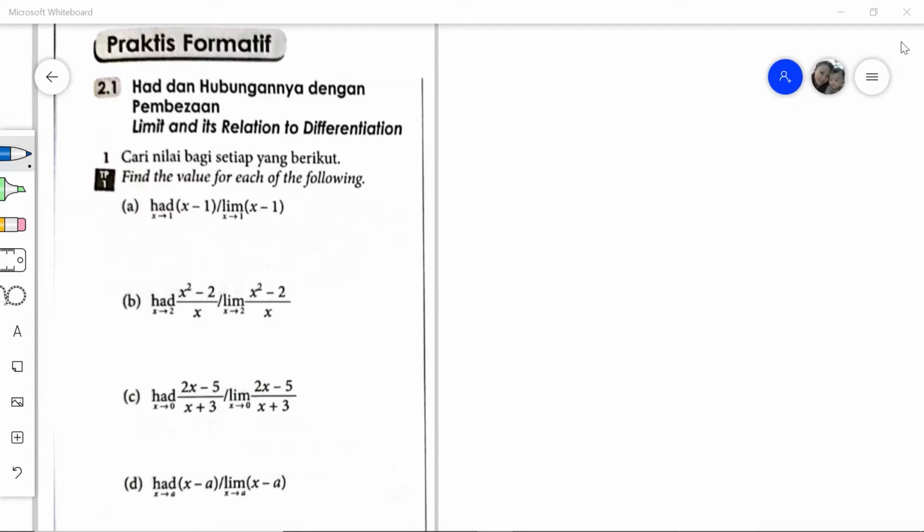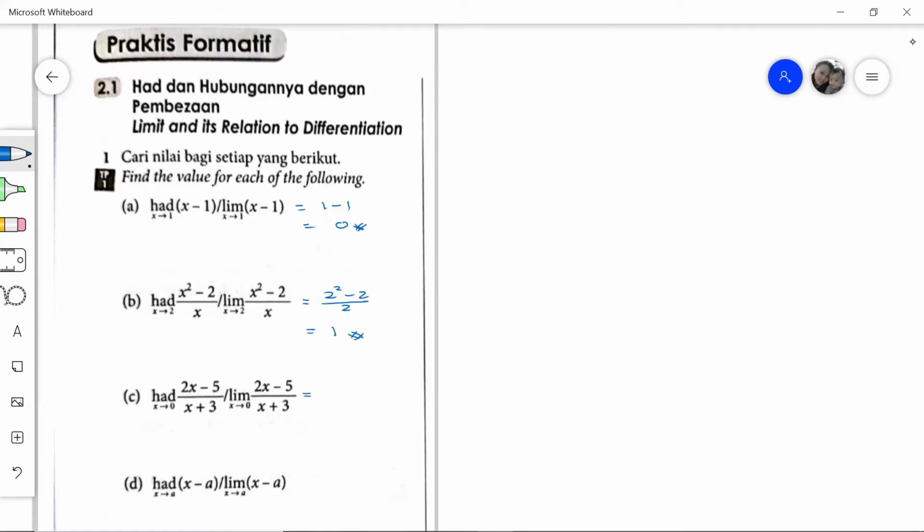So as x approaches 1, we just substitute 1 into the expression, 1 minus 1, so we get 0. Okay, as x approaches 2, we take 2, substitute into the x, minus 2 over 2. So we have 2 squared, 4. 4 minus 2, 2. 2 divided by 2, we got 1.